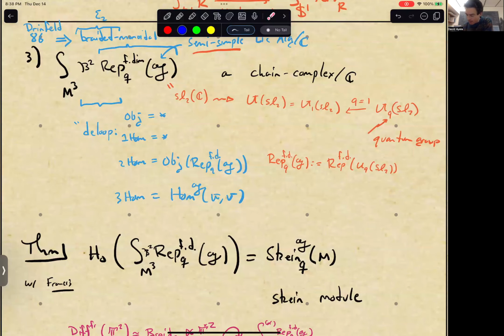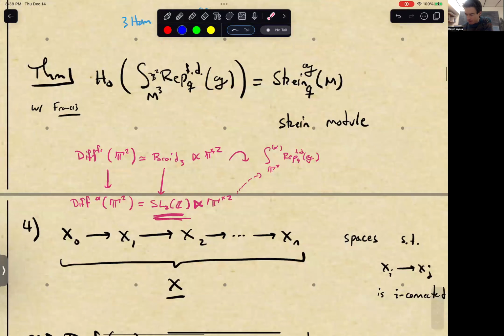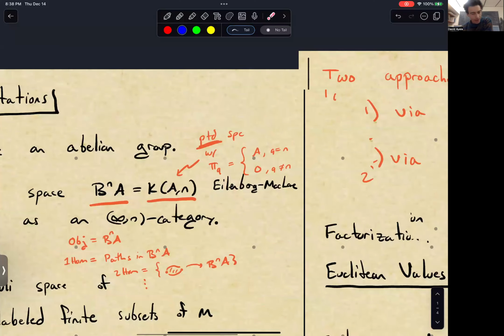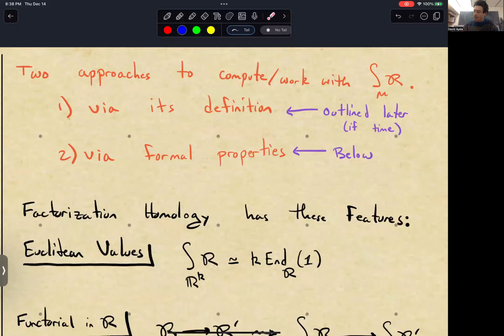Let's see, I had another example, but given the time, I'm going to skip that. We're quite over time. My intention was to name some features of factorization homology that make it computable and easy to work with, as opposed to referencing the definition.